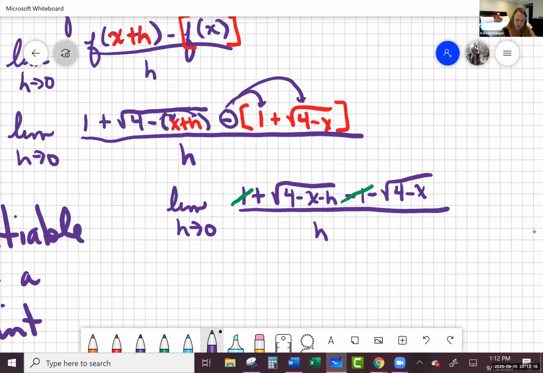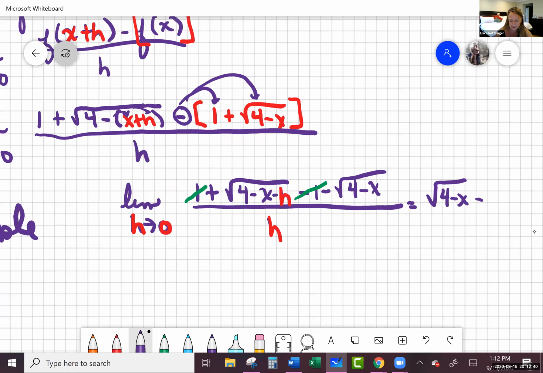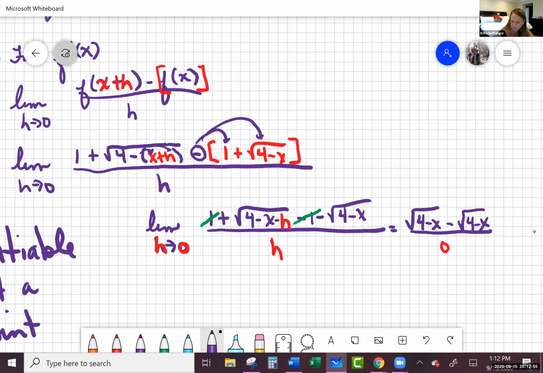If we go in here and plug in 0 wherever we see an h, notice that we'll get 4 minus x underneath the radical when h is 0. And then we would have minus this radical 4 minus x all over h, which is 0. So we're getting that 0 over 0 form, which doesn't tell us anything, which means we have to go back and manipulate this.